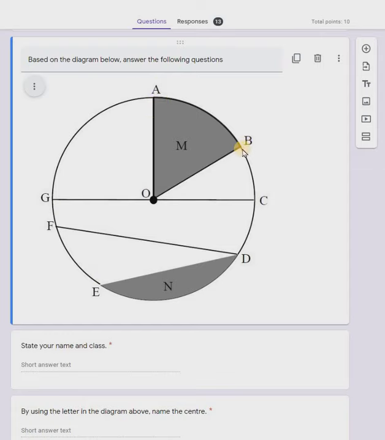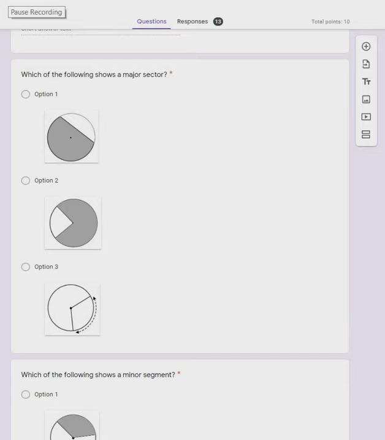Sector is also the same. This is a small sector here, so we call it a minor sector. Another part here is called the major sector. So these are the last two questions. What is a major sector? Options 1, 2, and 3. Only option 2 refers to the sector, and I shaded the major part here. The larger part is the major sector. The unshaded part here is very small, and this is called the minor sector.